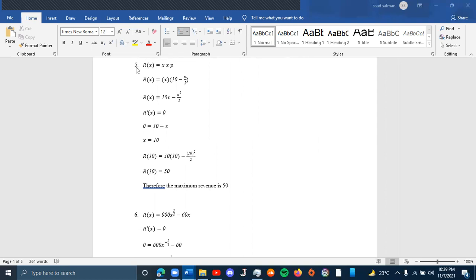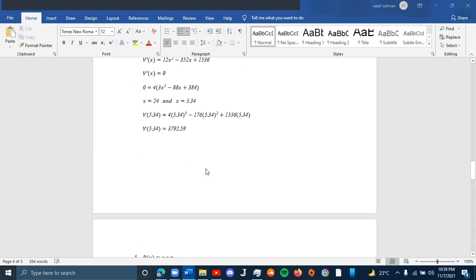So we'll substitute 10 into the equation, which would give us R(10) = 10(10) − 10²/2. So R(10) would give us 50. Therefore, the maximum revenue is 50.